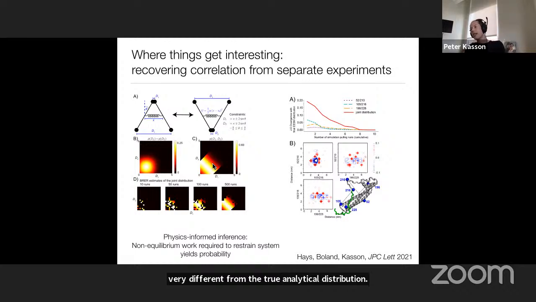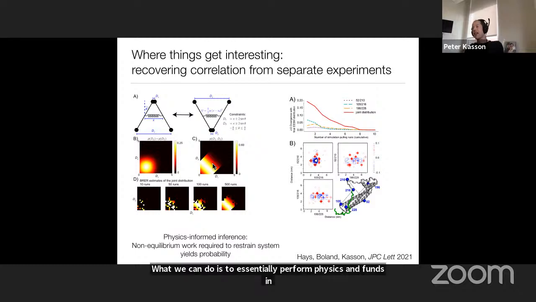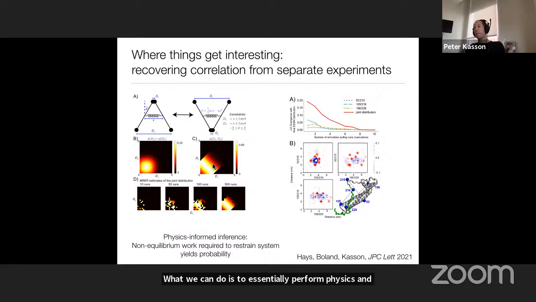What we can do is essentially perform physics-informed inference, where estimating the non-equilibrium work required to restrain the system to any point in this joint distribution yields the probability of that point in the joint distribution when averaged over many trials. And so again, via a stochastic approach, we can build up the correct joint distribution after a large number of runs. And that's shown here.